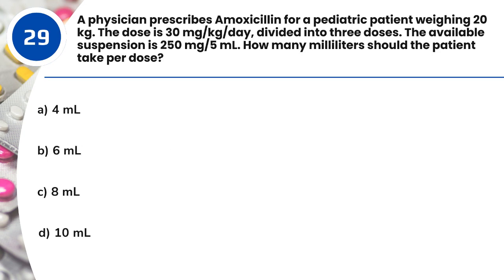Question 29. A physician prescribes amoxicillin for a pediatric patient weighing 20 kilograms. The dose is 30 milligrams per kilogram per day, divided into 3 doses. The available suspension is 250 milligrams per 5 milliliters. How many milliliters should the patient take per dose? A. 4 milliliters. B. 6 milliliters. C. 8 milliliters. D. 10 milliliters.